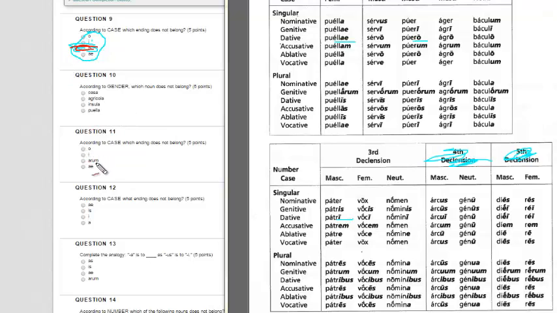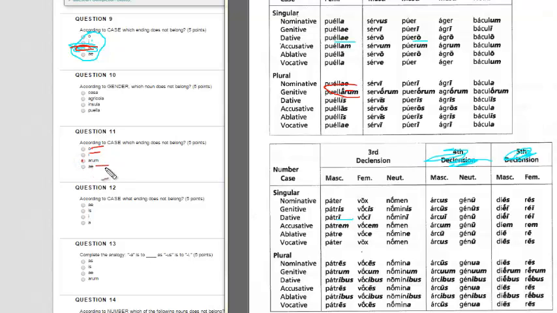All right, 11, according to case, which does not belong. We're looking at it again. We have another OIAE. Hey, that's crazy. It's the same thing. So again, you're looking at dative singular, dative singular, dative singular, and aurum, if you look, is genitive plural. Boink. All right. So the answer would be this one does not belong.